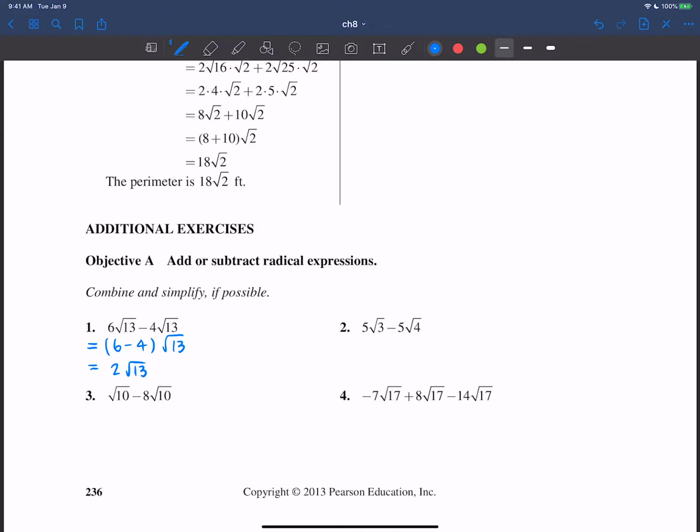Number 3, radical 10 minus 8 radical 10. Similar to number 1, they have like radical parts. We can combine them by applying distributive property. There is no number in front of radical 10, so we put an invisible 1 there. We apply distributive property. We have 1 minus 8 followed by radical 10. And that gives us negative 7 radical 10.